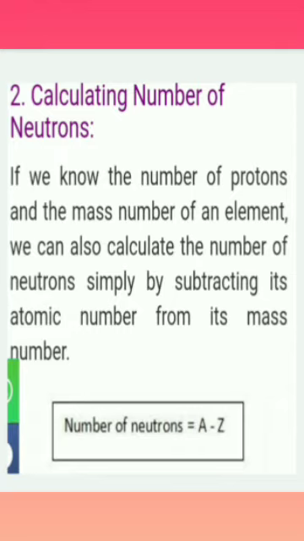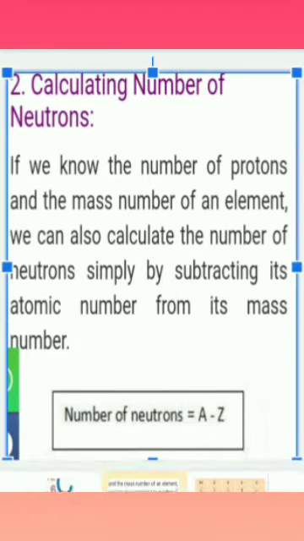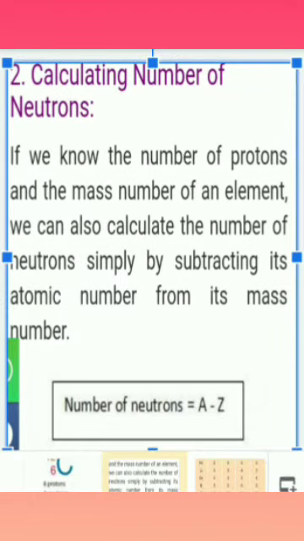Then how to calculate the neutrons? How to calculate the number of neutrons present in an atom? So we have to know the number of protons and the mass number of an element. We calculate the number of neutrons simply by subtracting its atomic number from its mass number. You have to subtract the atomic number from its mass number, and we get the number of neutrons.